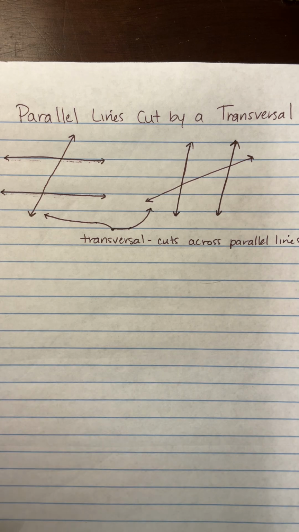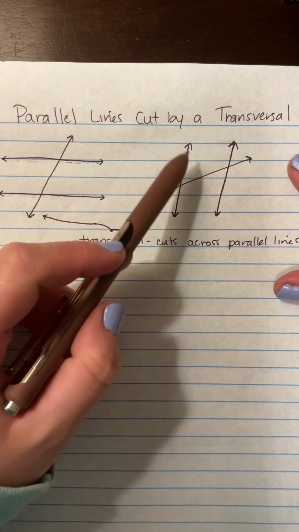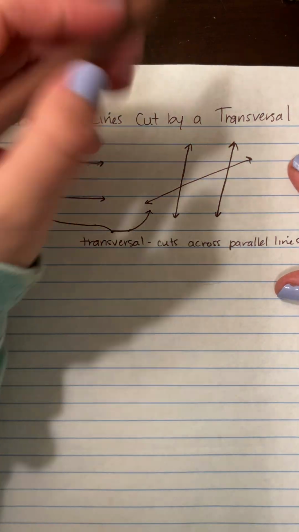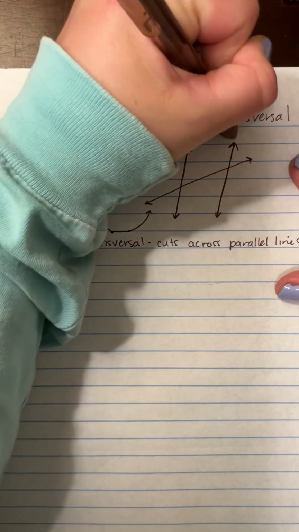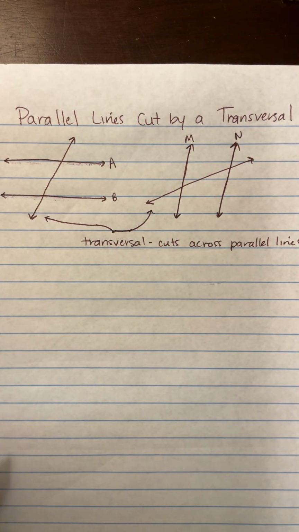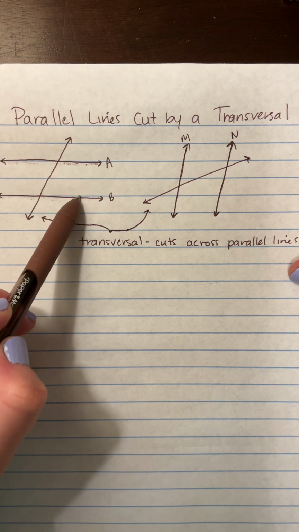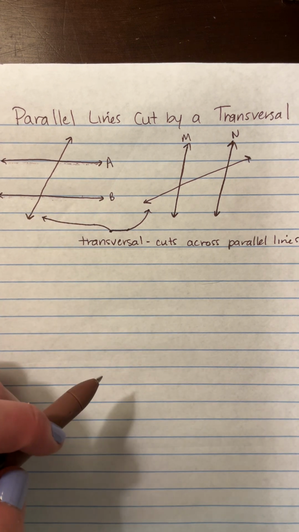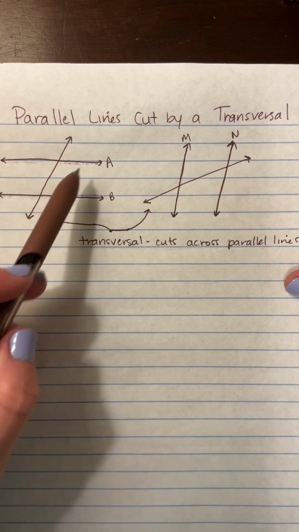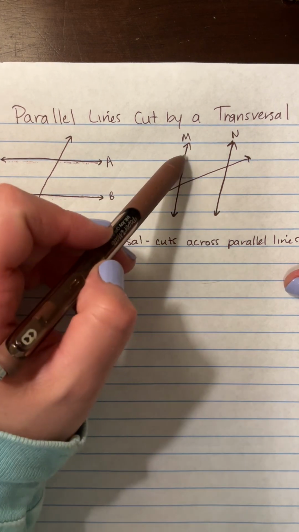Now you already know what parallel lines are. That's these guys, right? These two are parallel. Sometimes we name them. We could call them A and B, or M and N. It doesn't really matter, but parallel lines run side by side forever. They never touch. They never cross. They can go side to side, or up and down.